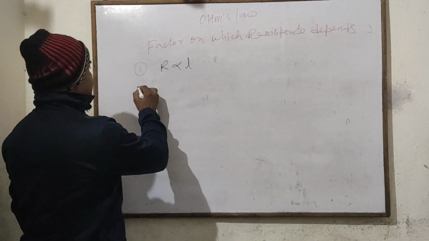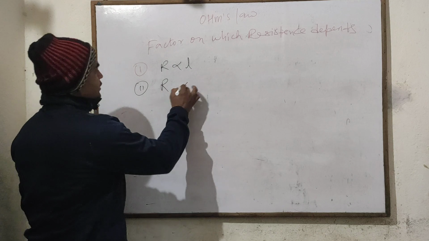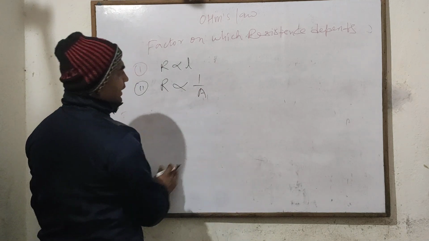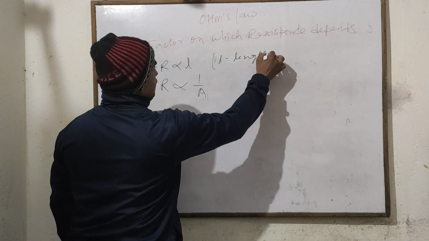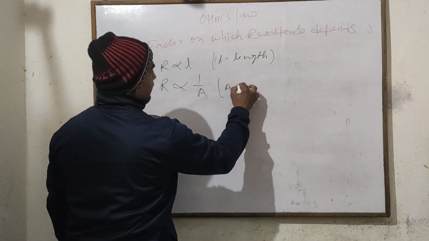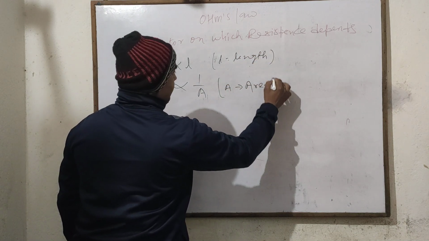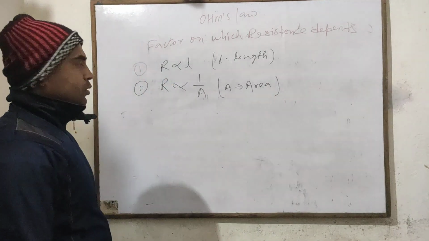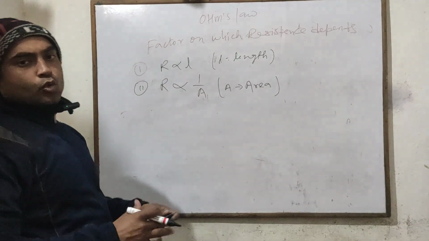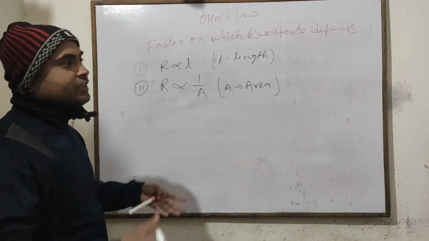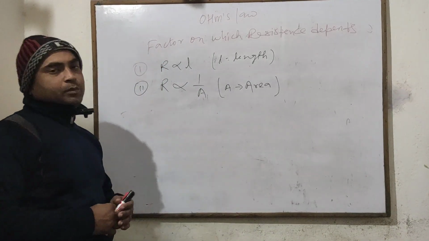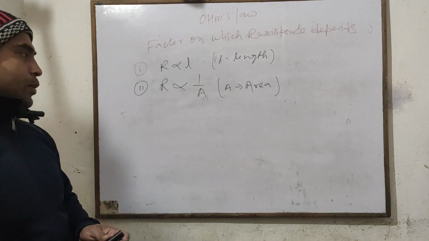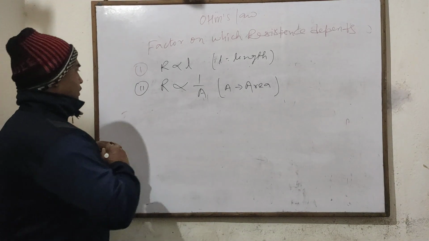Okay. Now, second, resistance is inversely proportional to A. What is A? What is L here? L is the length of the conductor. A is the area of the conductor. If the area is more, there will be larger space for the flow of electrons. Hence, resistance will be decreased. Resistance is inversely proportional to area.